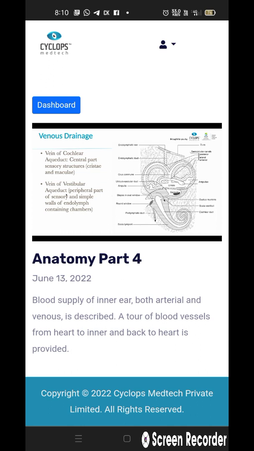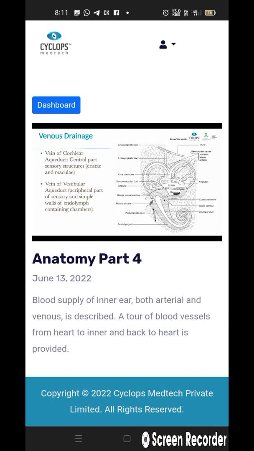The peripheral part of this sensory structure, the cristae and maculae, other than the central part, a little bit peripheral part, and the remaining simple walls of the endolymph, like the duct proper, the remaining areas of the walls of this endolymph containing saccule, utricle, and also the semicircular canals, all these are drained by the vein of the vestibular aqueduct. The vein of the cochlear aqueduct actually passes in the cochlear aqueduct, the bony osseous cochlear aqueduct.